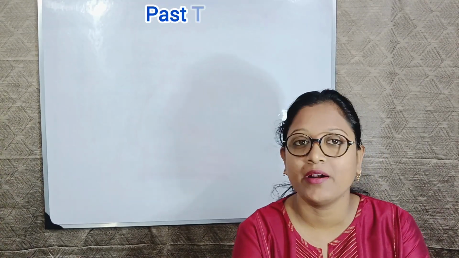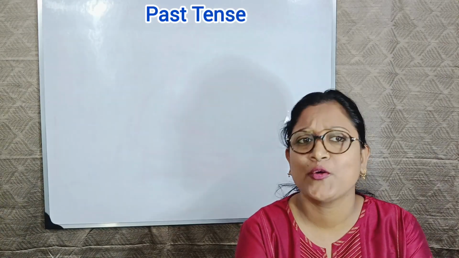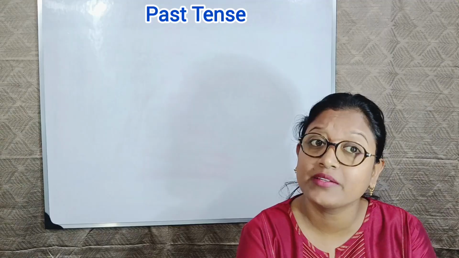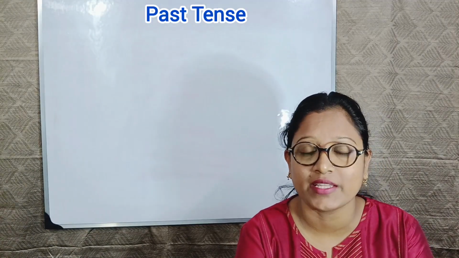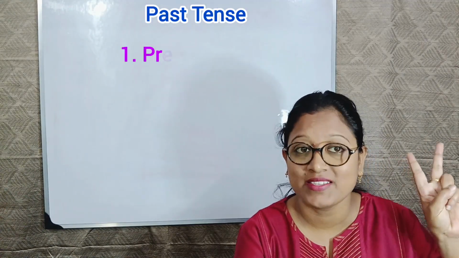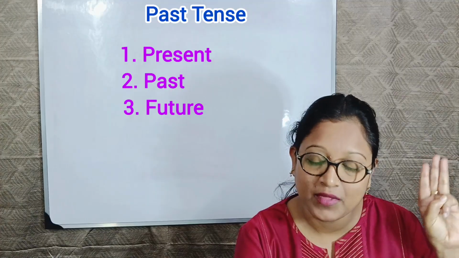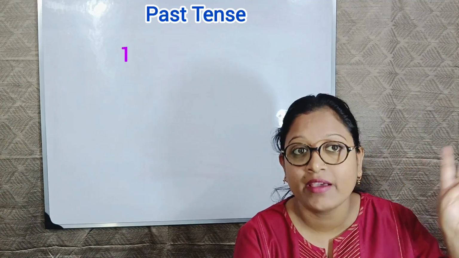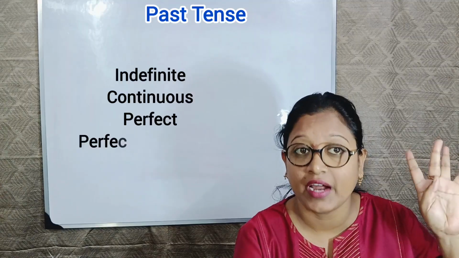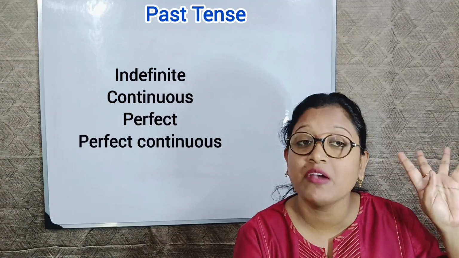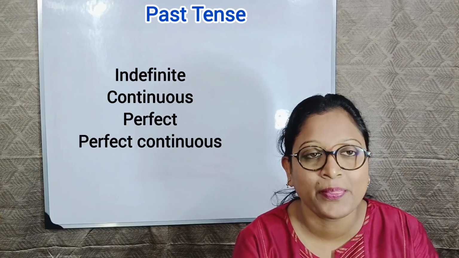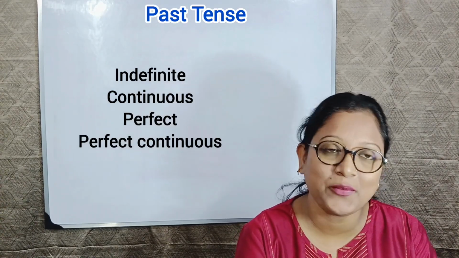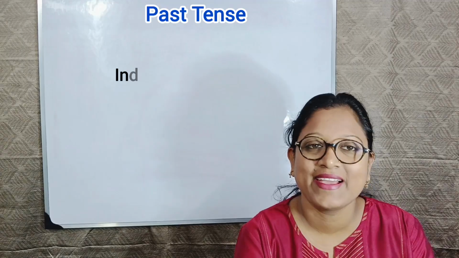So today we will learn past tense. Could anyone tell me how many principal tenses are there? There are three principal tenses. What are they? Present, past and future. Okay? And each has four categories. What are they? Simple or indefinite, continuous, perfect and perfect continuous. Clear? In our last lesson, we learned present tense. Today, we will learn past tense.